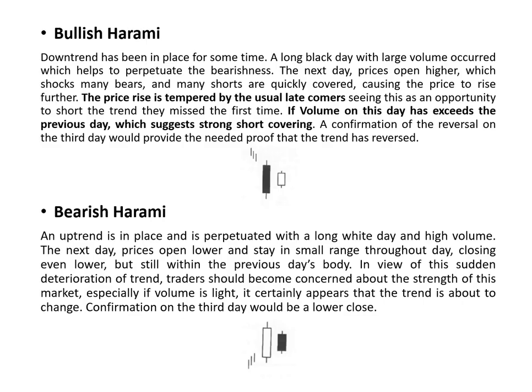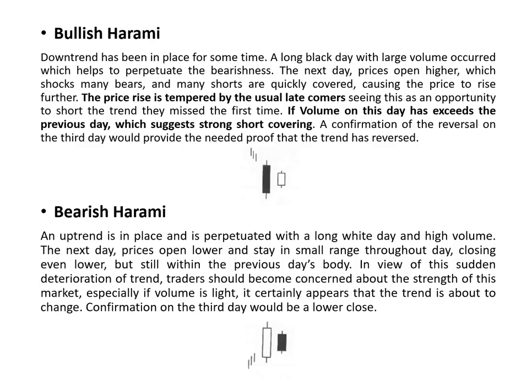So somewhere that up move is restricted because some of the people who still believe that the trend is a downtrend will short at the slightly higher level of the day. If the volume on this day has exceeded the previous day, which suggests strong short covering, a confirmation of the reversal on the third day would provide the needed proof that the trend has reversed. So even next day, if prices keep moving up, even the people who have taken the short position the previous day will also cover, and next day prices will push higher.